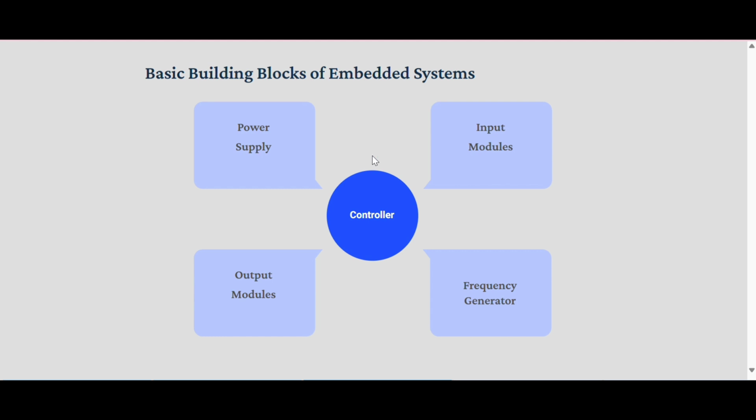Finally, we have output. Output means result. In real life, after the brain makes a decision, our body gives a response. For example, when you hear your name, you turn your head. That action is output. In an embedded system, an LED glowing, a motor running, or a display showing messages are examples of output.